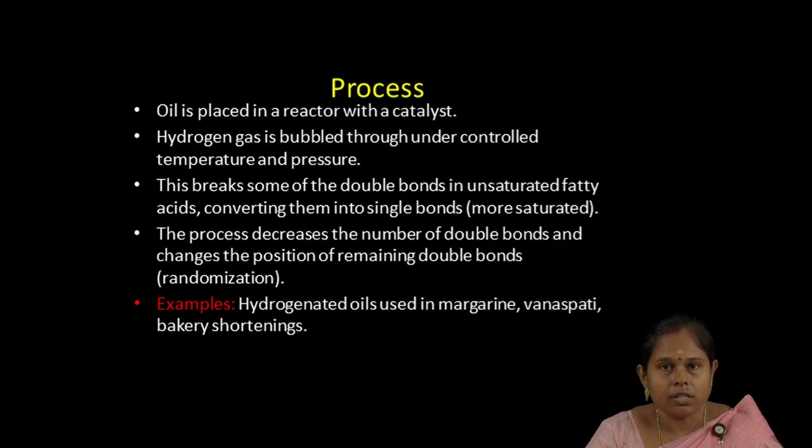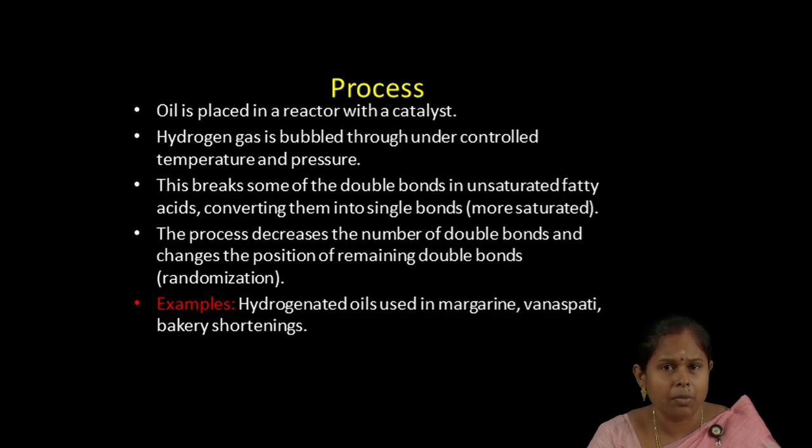In the process of hydrogenation, first the oil is placed in a reactor in the presence of a catalyst, and then hydrogen gas is bubbled through under controlled temperature and pressure. This breaks down the double bonds of the unsaturated fatty acids. Usually unsaturated fatty acid is present in vegetable oil, and the hydrogen gas is incorporated into the oil in the presence of the catalyst, converting them into single bonds, that is the saturated form.